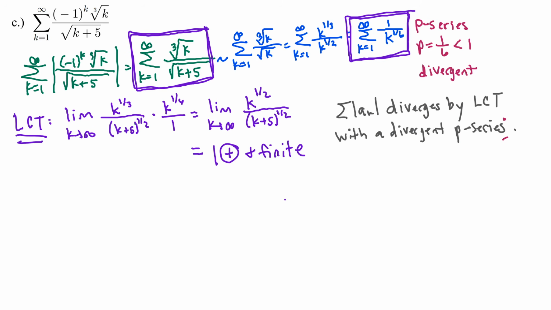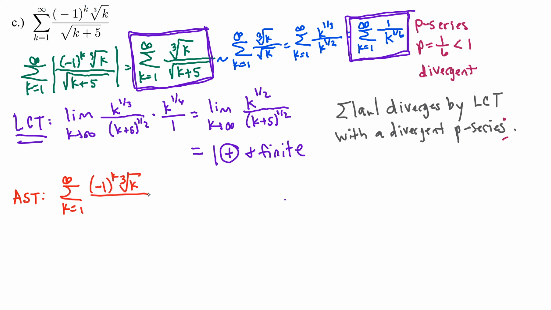Bummer, I was hoping we would get one that's absolutely convergent. By the way, at this point, if we found that it converges, we wouldn't even have to look at the alternating series test. We could say the whole thing's absolutely convergent. But we do have to go back and apply the alternating series test to the original. At this point, we're testing for conditional convergence.